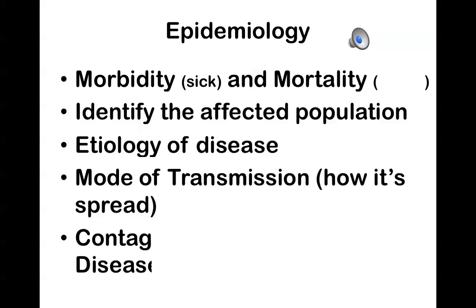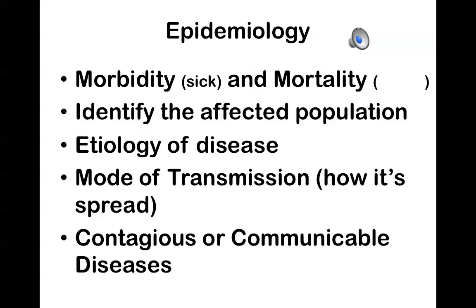We'll describe morbidity, sickness, mortality, death. We'll describe morbidity rates and mortality rates. How many people out of a set number of population are sick or have died? We identify the affected population. Is it all people of 35 or 40 years old? Are they all toddlers, all elderly?